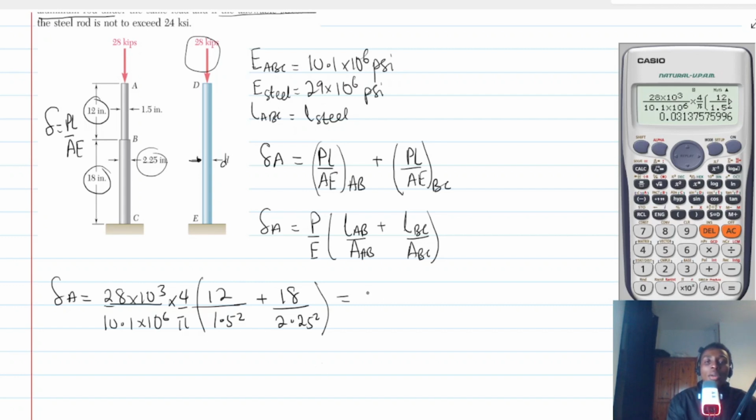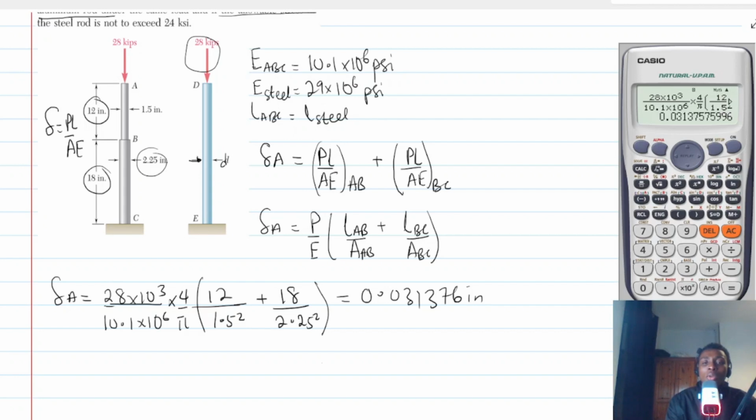Okay, so our deflection is 0.03136. That is the deflection in the aluminum. All right, now let's go back and look at the steel rod. Let's go to the steel rod and see.